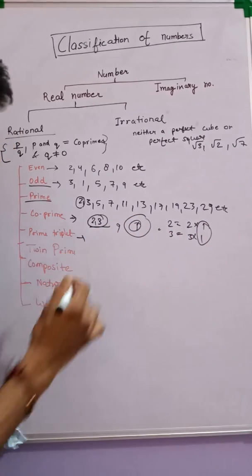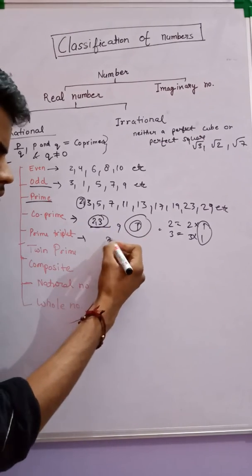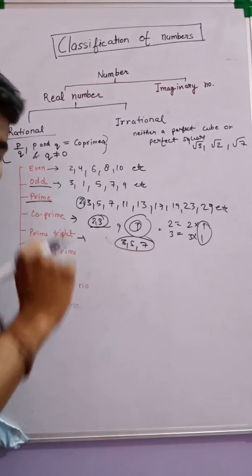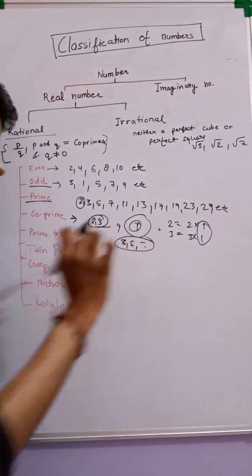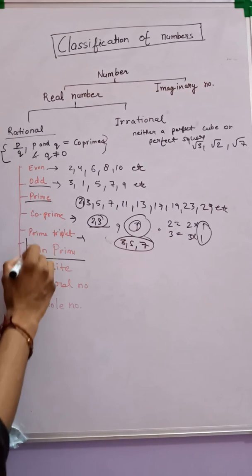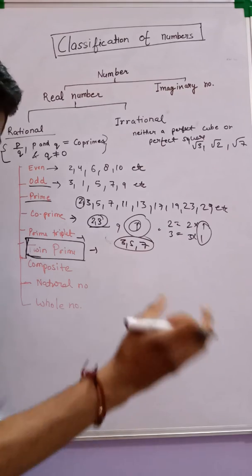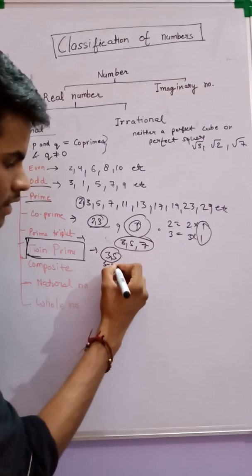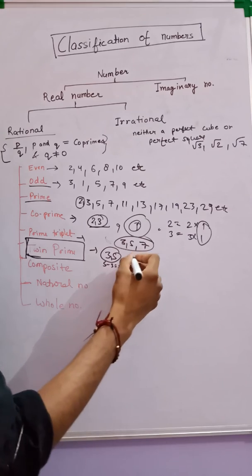What do you mean by prime triplet? A set of 3 consecutive prime numbers differing by 2. In the whole series of numbers, there is only one such set of 3 consecutive primes, so this is termed as prime triplet. Twin prime: prime numbers differing by 2. For example, 3 and 5 differ by 2, 5 minus 3 is 2, and 5 and 7, and many more.